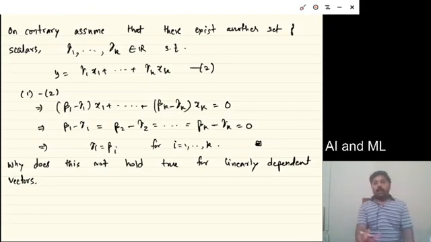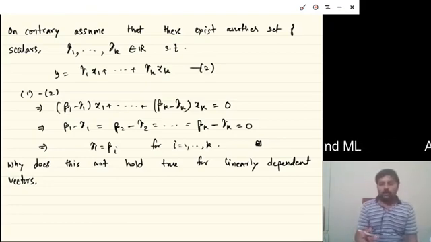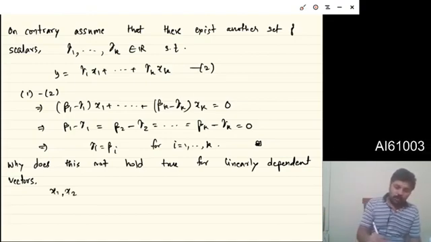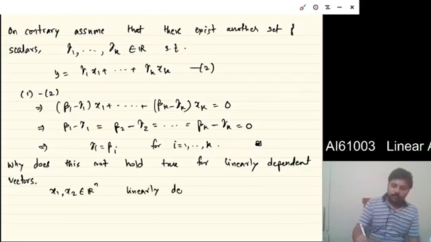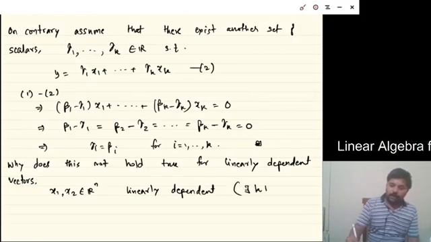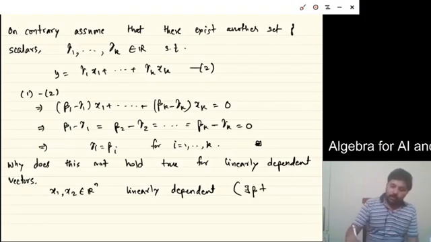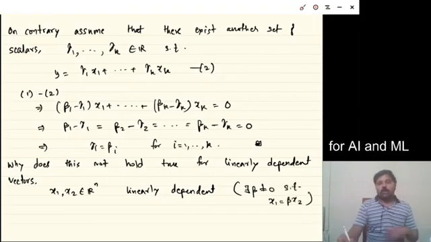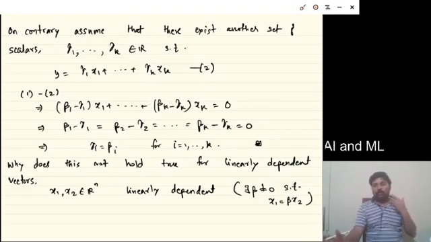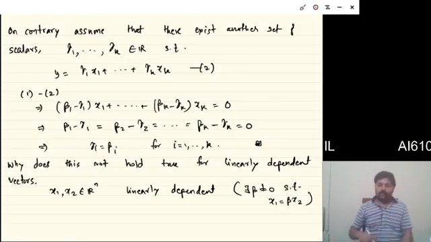Okay, so I will try to give the idea for two vectors. You can think of it for many vectors. Suppose x1 and x2 in Rn are linearly dependent. If they are linearly dependent, then there exists some beta not equal to 0 such that x1 is equal to beta x2, right? One vector has to be a multiple of the other vector in order that the two vectors are linearly dependent. So there exists beta such that this happens.